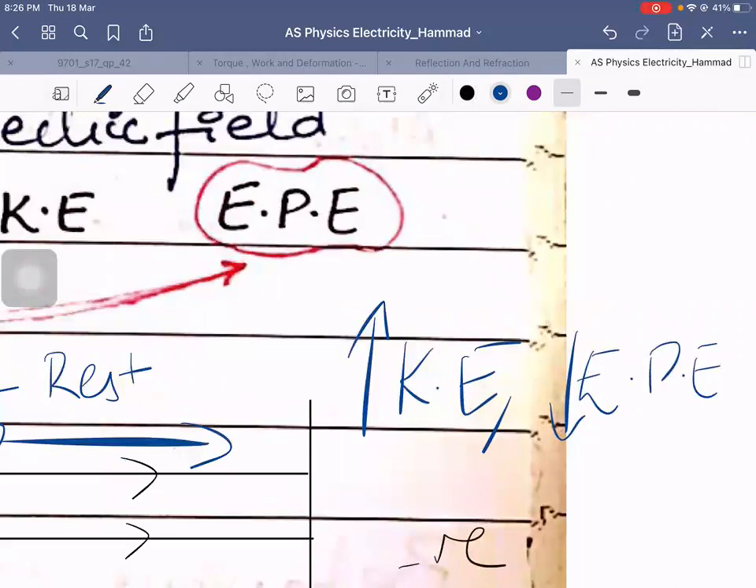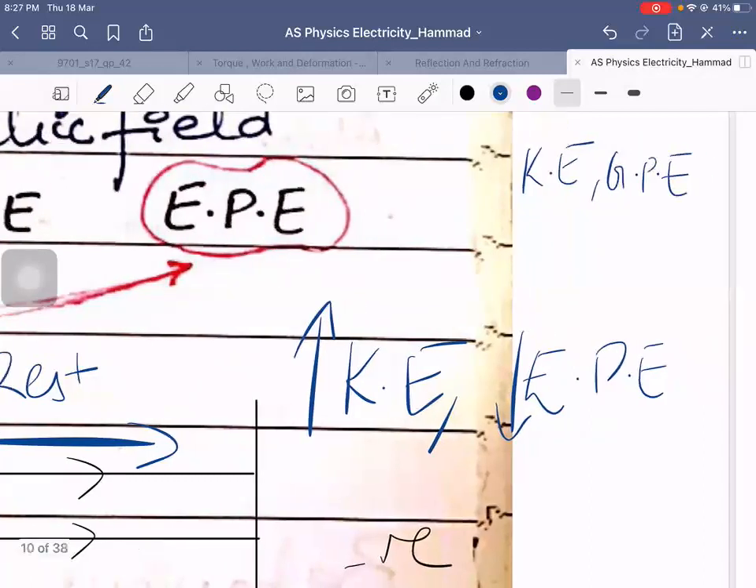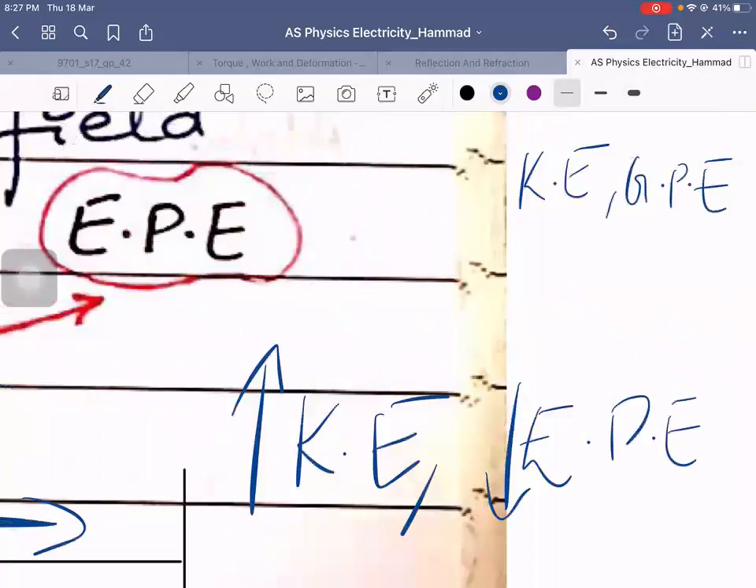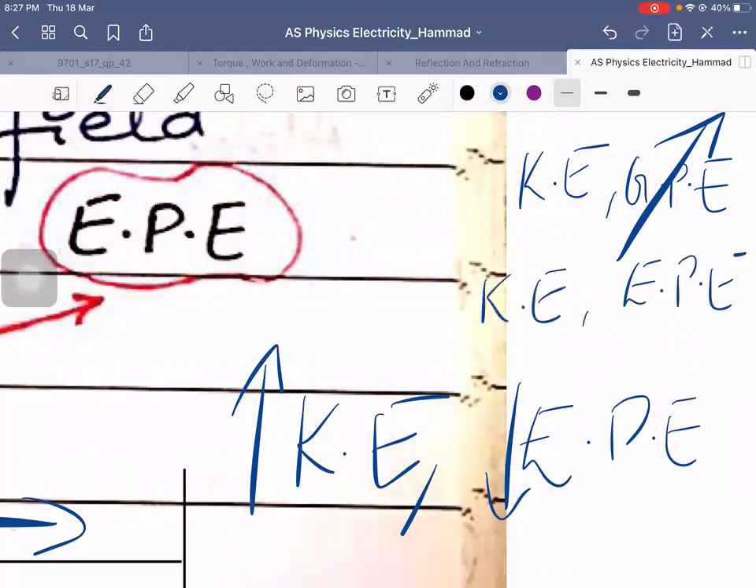In normal cases, you had two types of energies, kinetic energy and gravitational potential energy. Since in electricity, we do not accommodate gravitational effects, we are going to take electrical potential energy and kinetic energy.